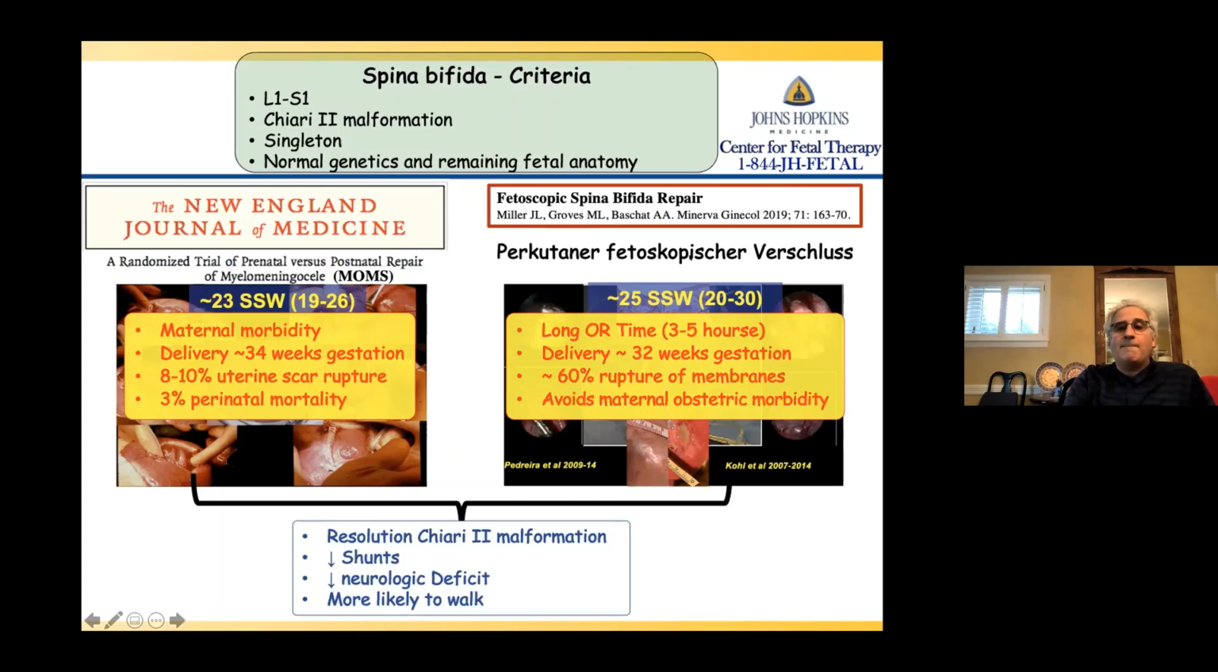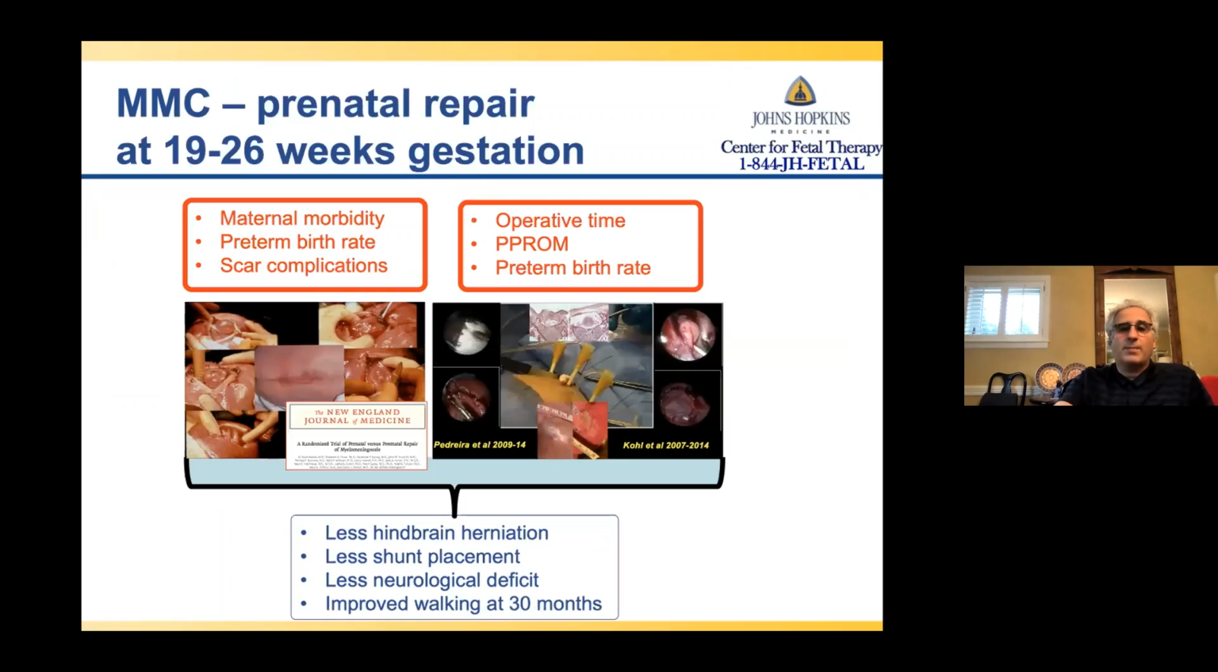So the problem with this approach is that it takes about 3 to 5 hours. Delivery is early, and the reason for that is that over 60% of patients rupture their membranes, but it has the benefit of avoiding maternal obstetric morbidity.